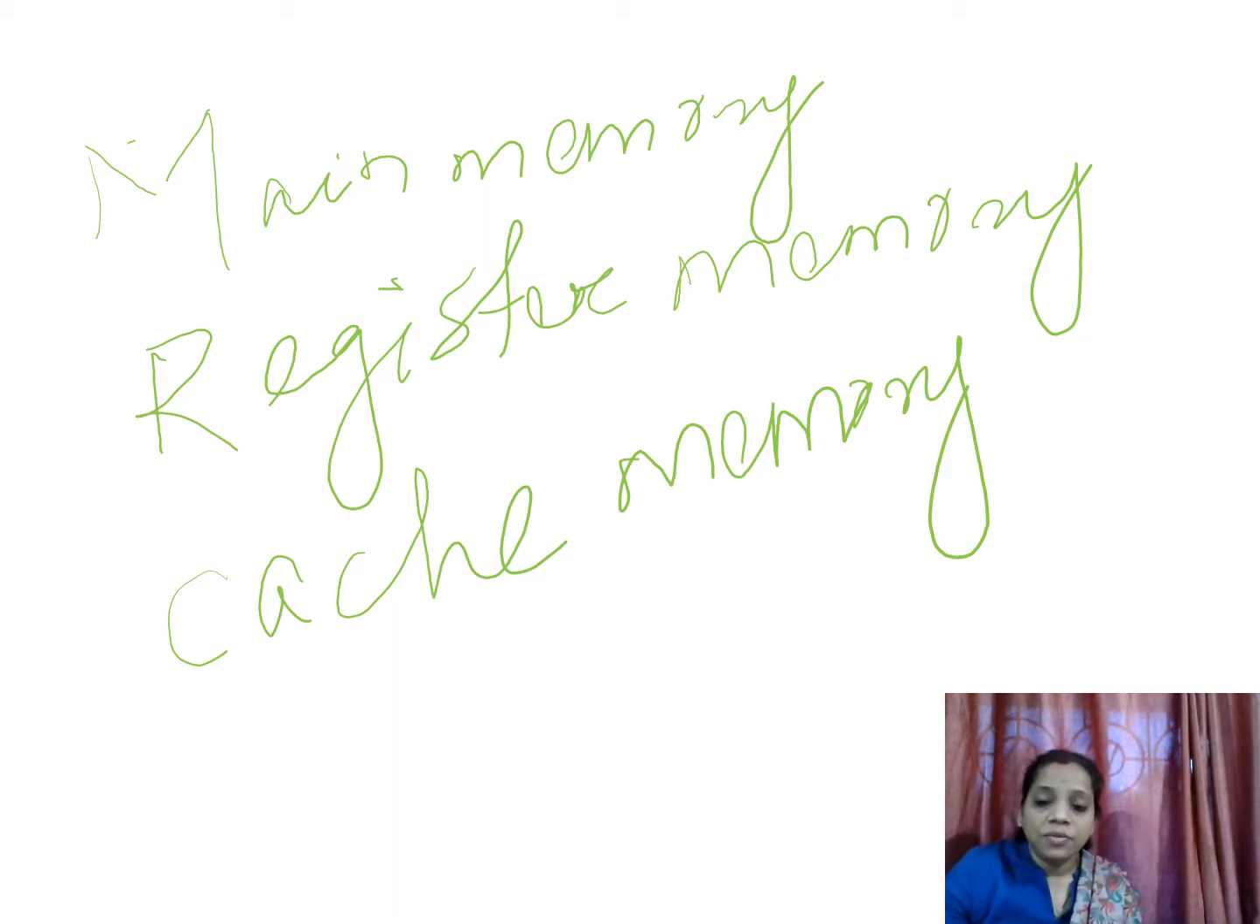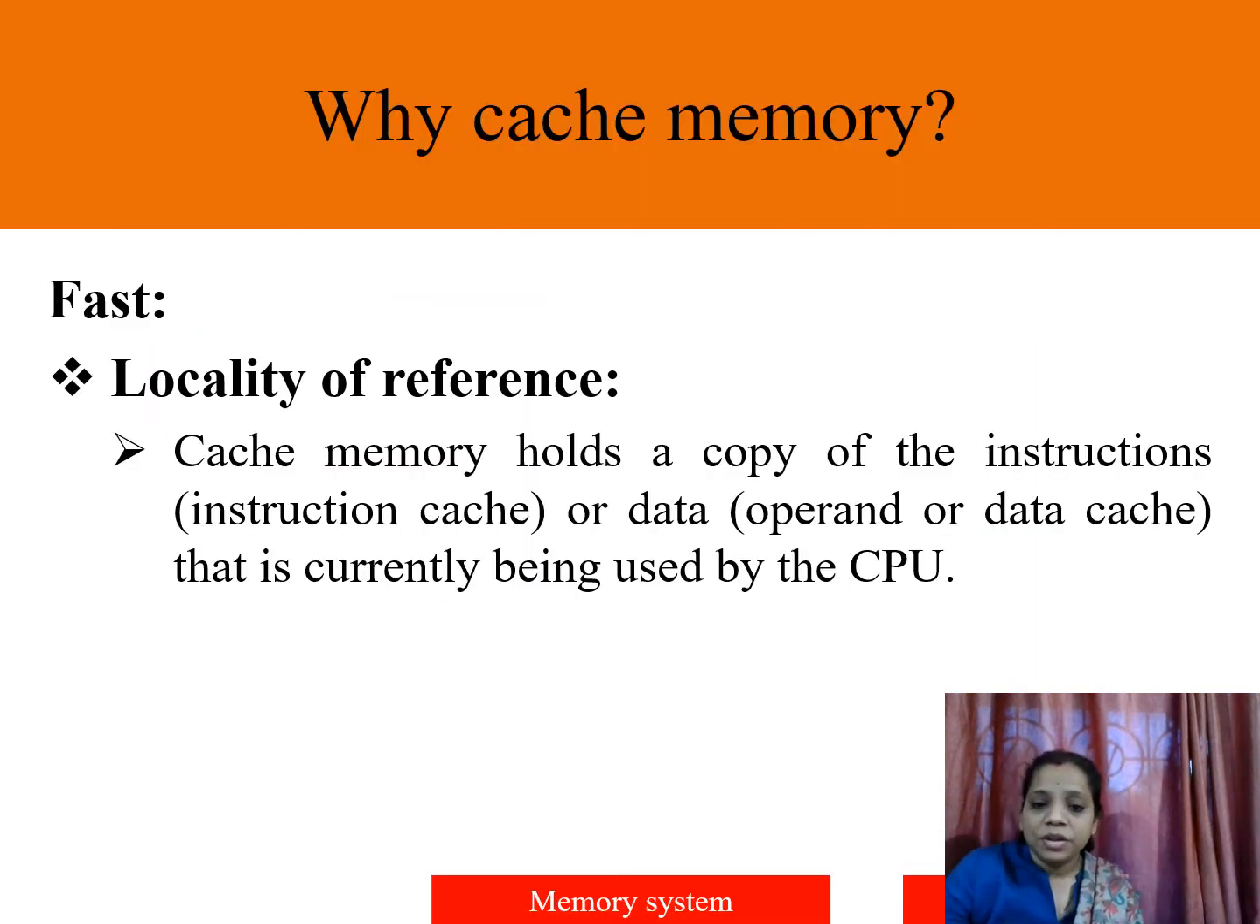As I have told you, it's a small and fastest memory. Then what is the need, as we know that register is the fastest memory, and main memory is known as the executable memory? Then why do we need cache memory? There are some points to be discussed. The first point is speed, because execution should be fast.